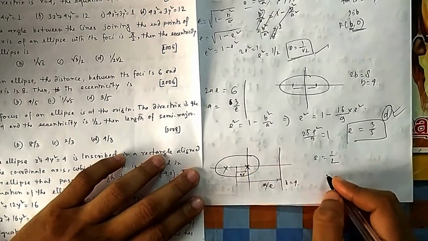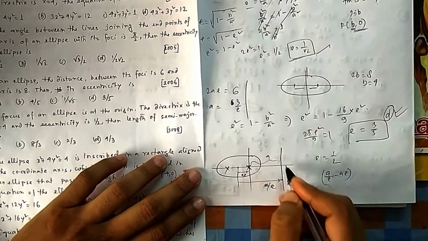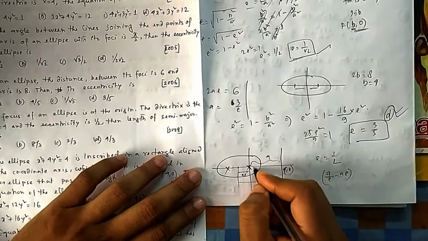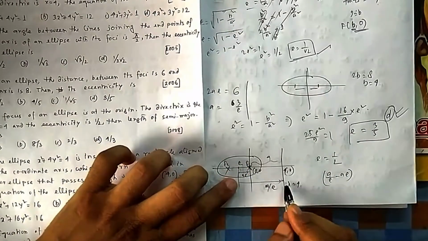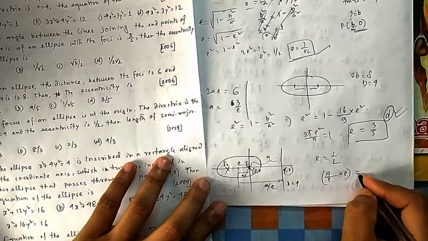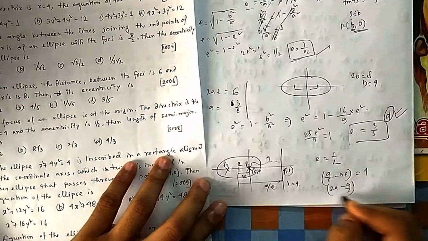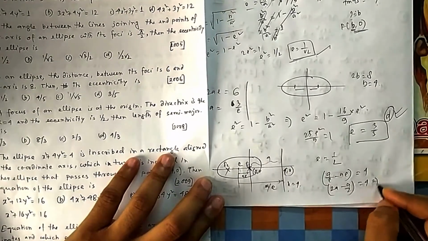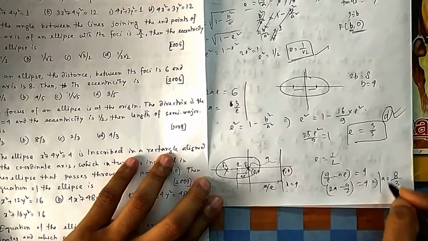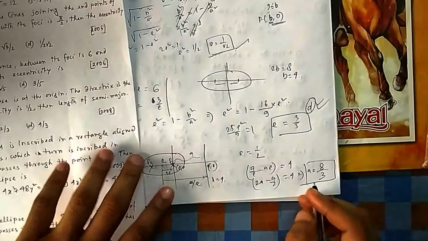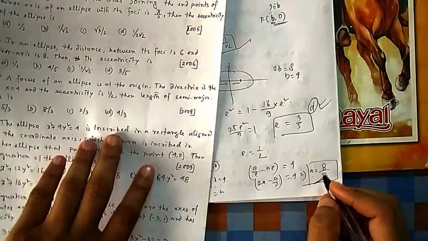So what is the distance between these two? a by e minus ae. This distance is given as 4, because it is at x equal to 4. This is (4, 0). This is one focus, F1. This is F2, and this is your center. From center this is ae, from center this is a by e. So this minus ae is equal to 4, and e is given as half. If you put it there, 2a minus a by 2 is equal to 4, then if you solve it, you will find a is equal to 8 by 3. They have asked you to find the semi-major axis. Major axis is 2a, semi-major axis is 2a by 2, that is a only. So that is 8 by 3, that is your option B.